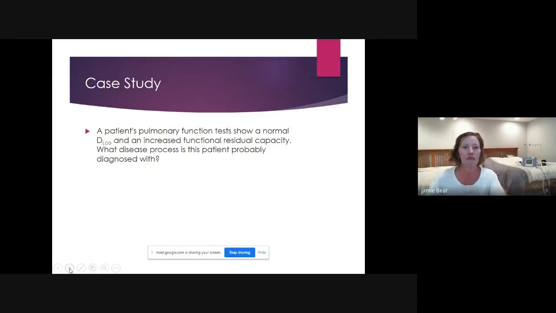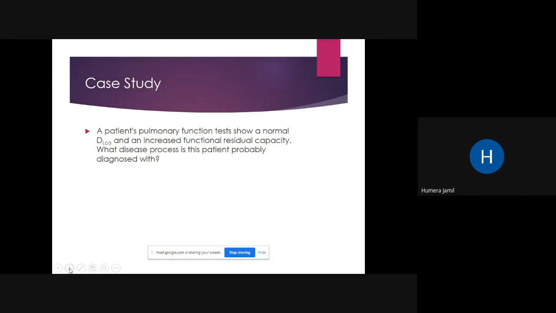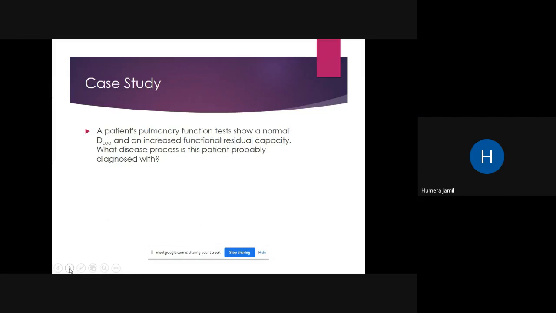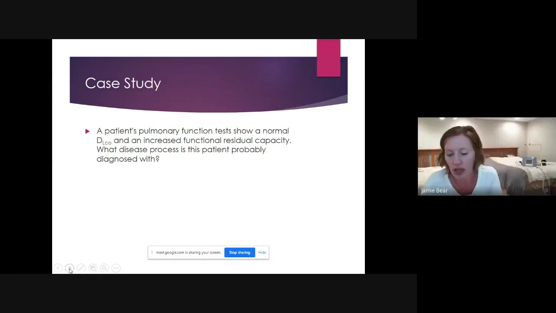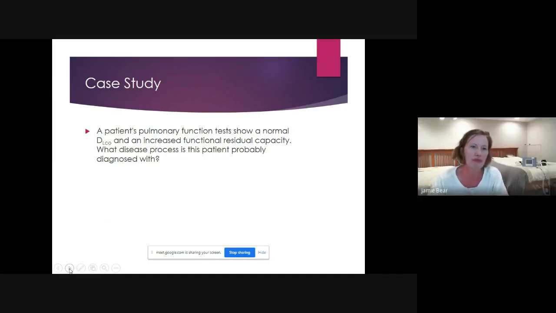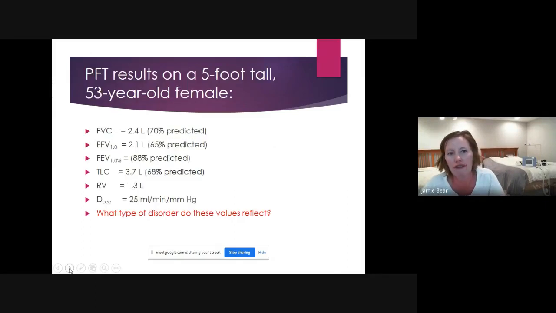Okay, a patient's pulmonary function test shows a normal DLCO and an increase in functional residual capacity. What disease process is this patient probably diagnosed with? Chronic bronchitis. Excellent. Why did you say that? Because that's the difference between emphysema and bronchitis. Good. In emphysema, DLCO is reduced, and in bronchitis it is normal. Excellent. Very good.